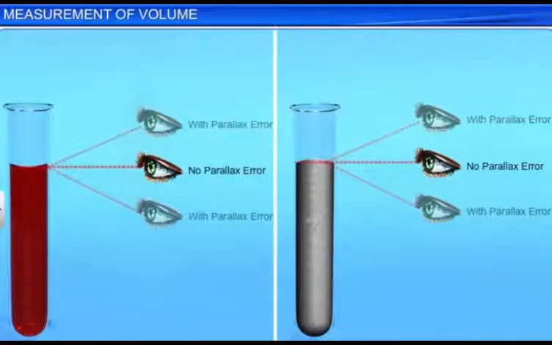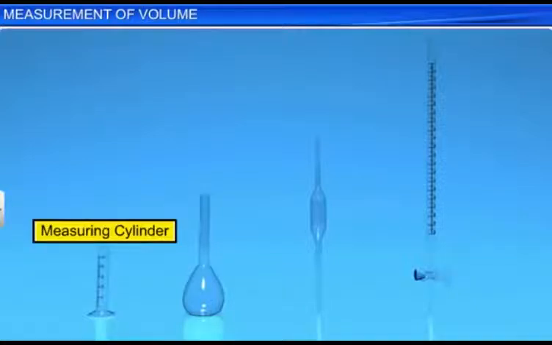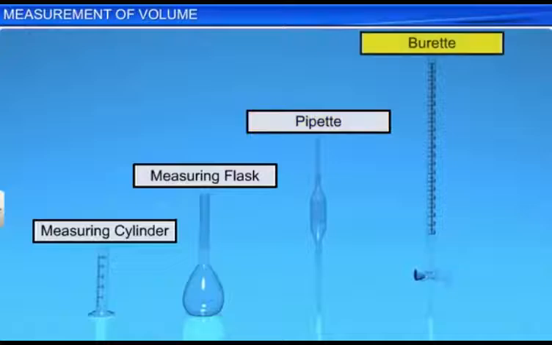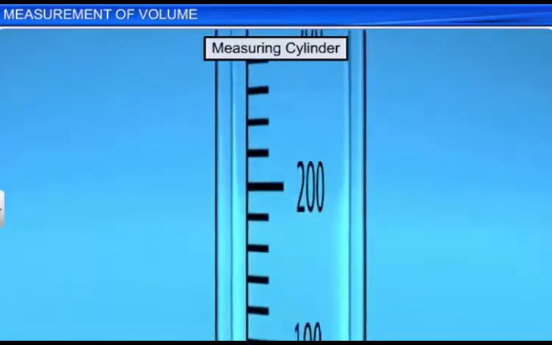The apparatus used to measure the volume of a liquid are the measuring cylinder, measuring flask, pipette, burette, etc. We will now study these apparatus in detail. The measuring cylinder is a glass cylinder graduated into milliliters and cubic centimeters.